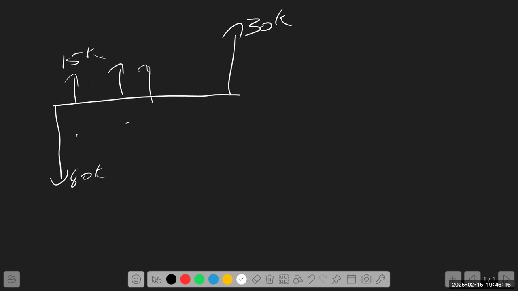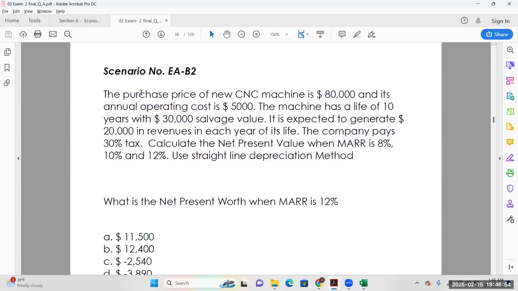15 multiplied by 0.3 will be 4.5. So 15 minus 4.5, my profit will be 10.5. But it is wrong. Why? 15 minus 15 multiplied by 0.3, my tax is 0.3, 30%. No, it is not in that way. Here we need to see.